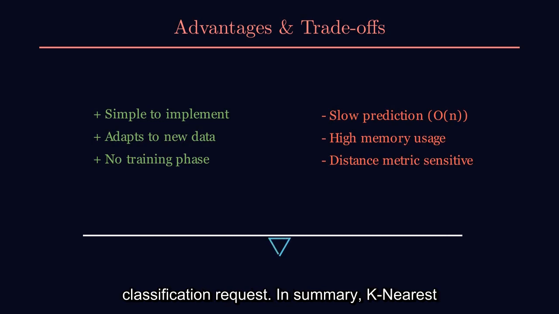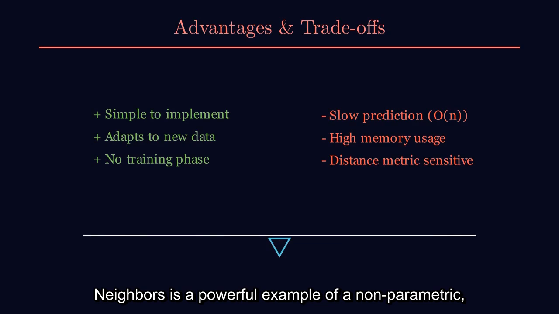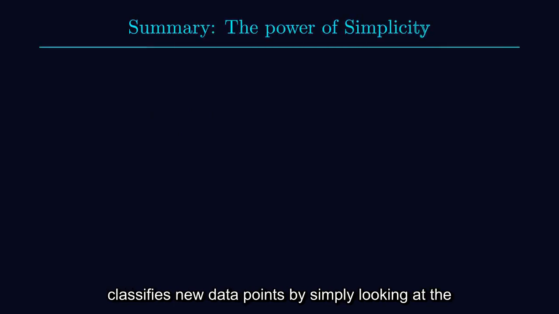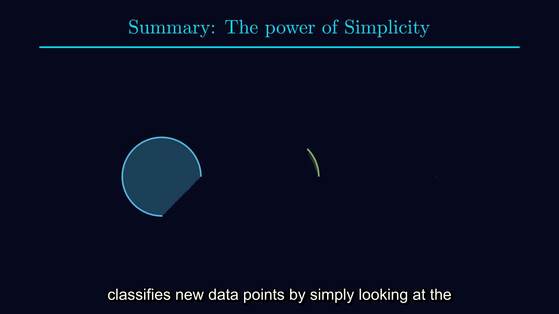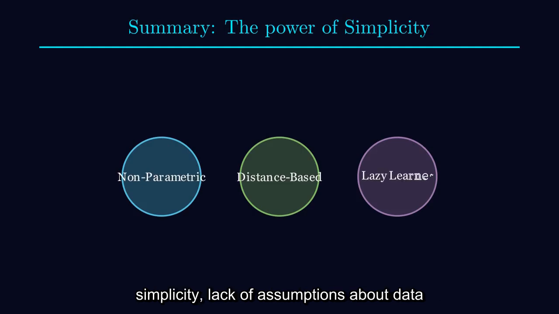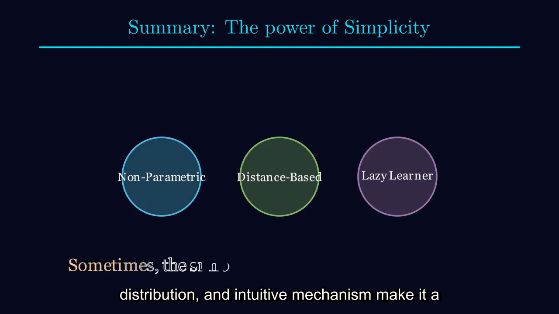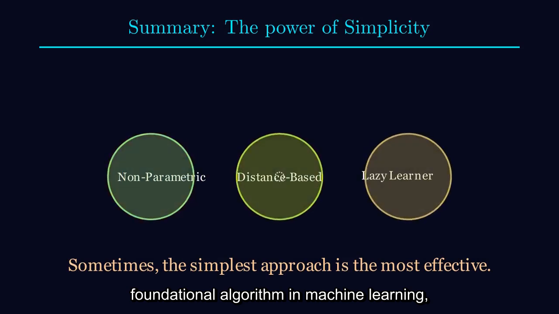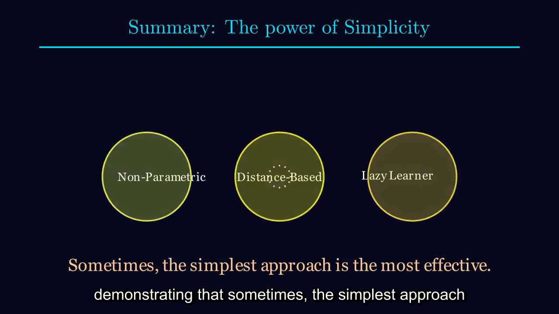In summary, k-nearest neighbors is a powerful example of a non-parametric, distance-based, and lazy learning algorithm. It classifies new data points by simply looking at the majority class among its closest neighbors. Its simplicity, lack of assumptions about data distribution, and intuitive mechanism make it a foundational algorithm in machine learning, demonstrating that sometimes, the simplest approach can be remarkably effective.